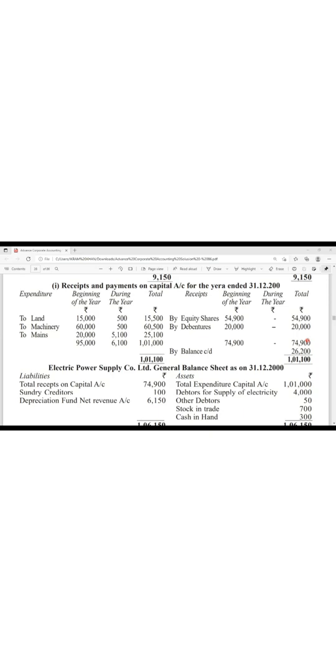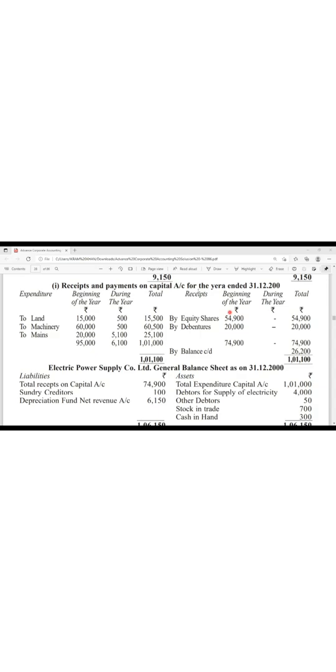15,500, in addition to that 60,500, in addition to that 25,100, and total comes to 1,01,100. Here we will be writing 1,01,100. So we are writing the total. Here we are getting the lesser amount, which we will write here, because we need to write the balancing figure. Here we are writing 74,900, 74,900.